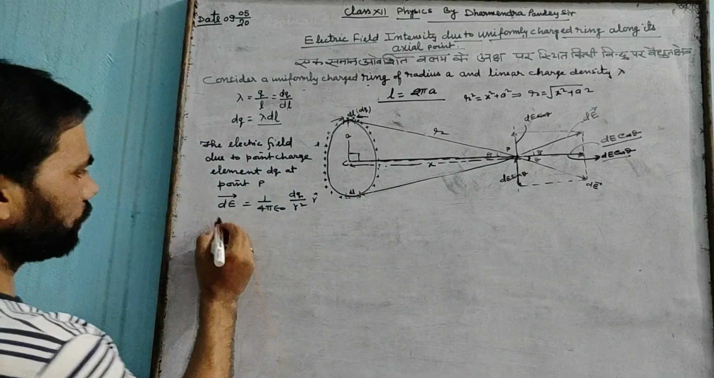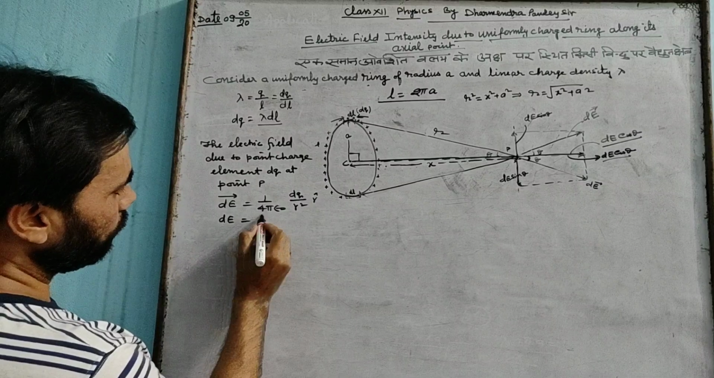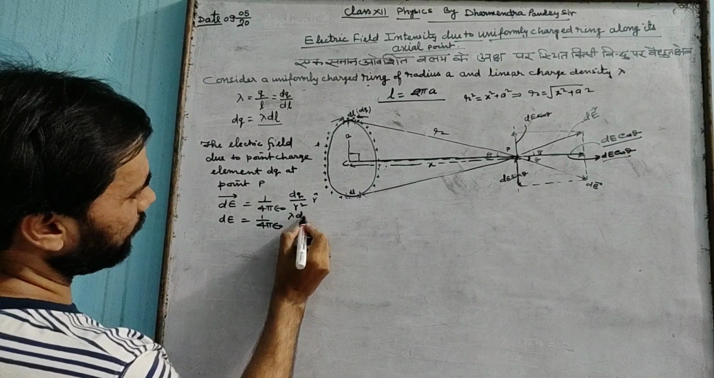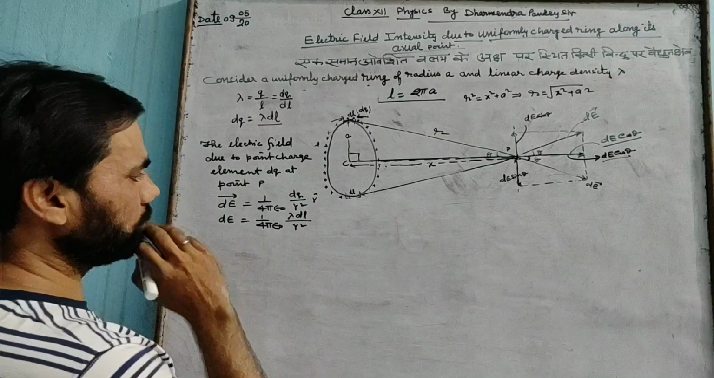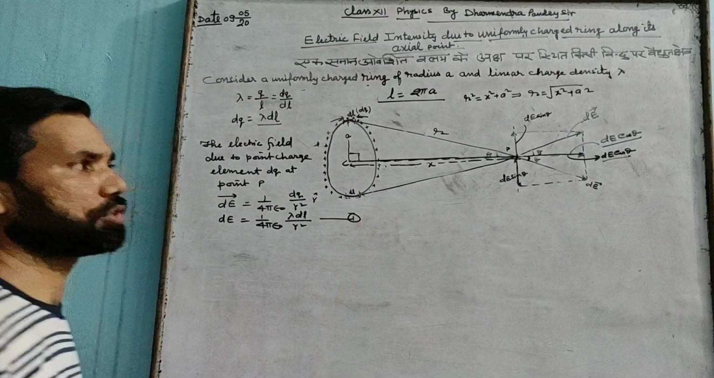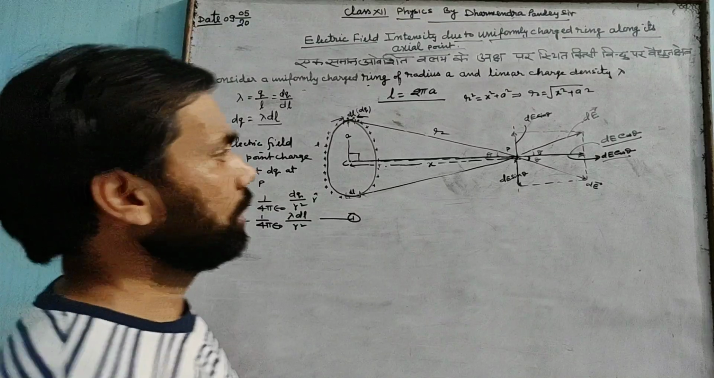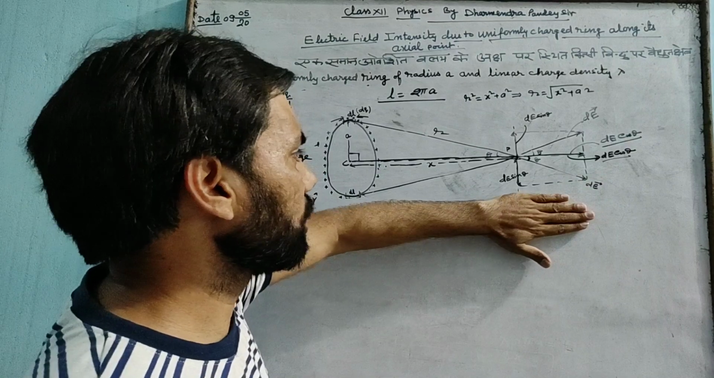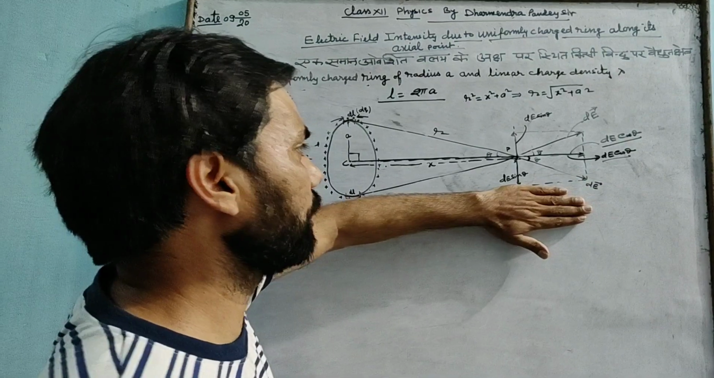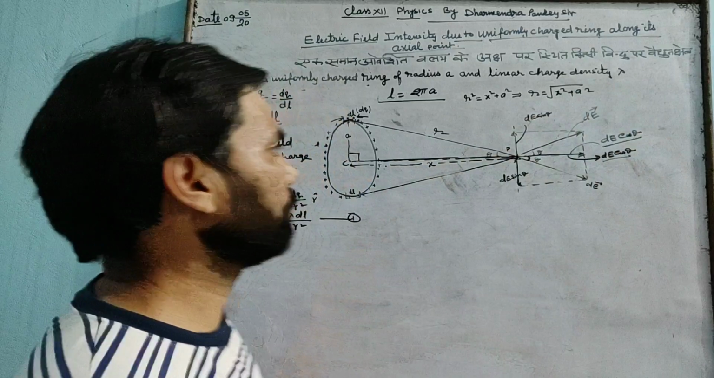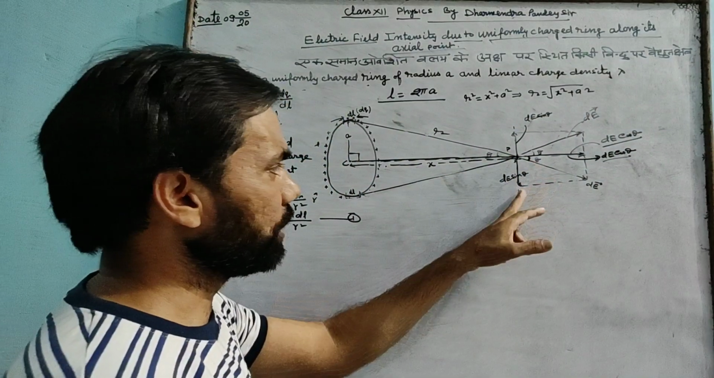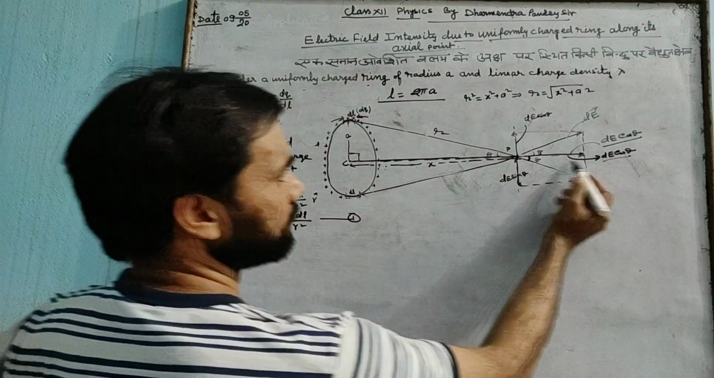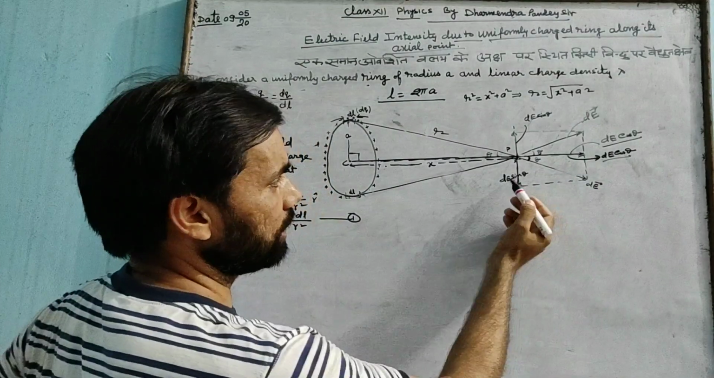So the magnitude of this can be written as 1 upon 4 pi epsilon 0 lambda dl upon r squared. Write this as the first equation. If we see here, this dE vector will have two possible components: one along the direction of the axial line, and the second perpendicular to the axial line. This one is dE cos theta, and this one is dE sin theta.